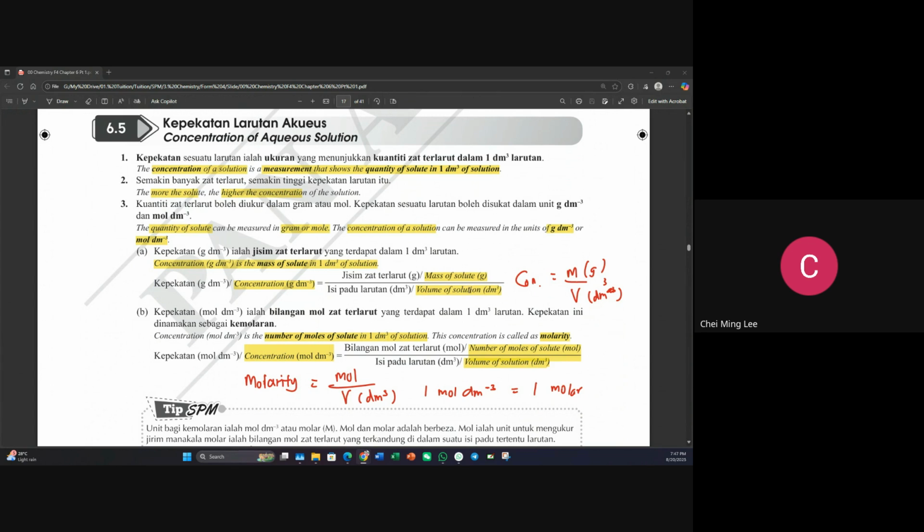So the formula for mass of solute in 1 dm cube of solution is the mass of solute divided by the volume of the solution in dm cube, in gram per dm cube. For the number of moles, we use the number of moles divided by the volume of solution in dm cube. Normally 1 mole per dm cube we call 1 molar. Molarity is the name for that unit. Molar is the unit. Okay.